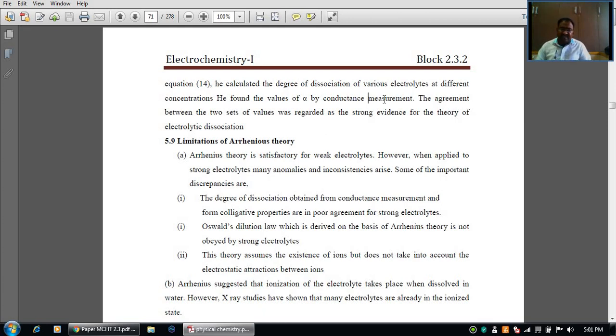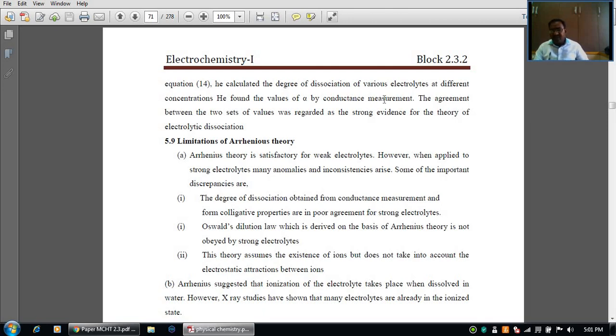What are the limitations of Arrhenius theory? Arrhenius theory is satisfactory only for weak electrolytes. However, when applied to strong electrolytes, many anomalies and inconsistencies arise. An important limitation is that the degree of dissociation obtained from conductance measurement and from colligative properties are in poor agreement for strong electrolytes. Ostwald's dilution law is also a very important law to explain weak electrolytes.